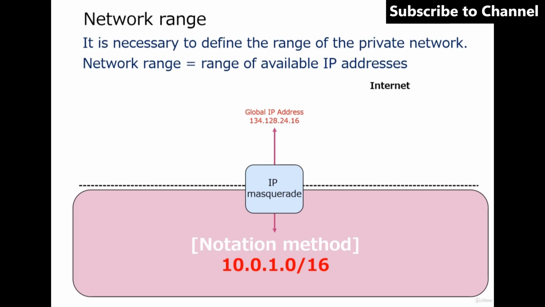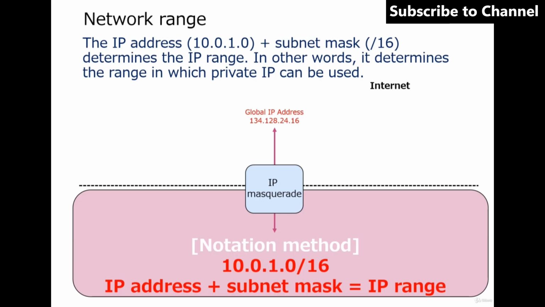10.0.1.0/16. The left side is the IP address, right? But what's this on the right, the /16? This /16 part is what we call the subnet mask. This combination of IP address and subnet mask determines the IP usage range and network range. This IP address/subnet combination pattern is always used when configuring a standard network.